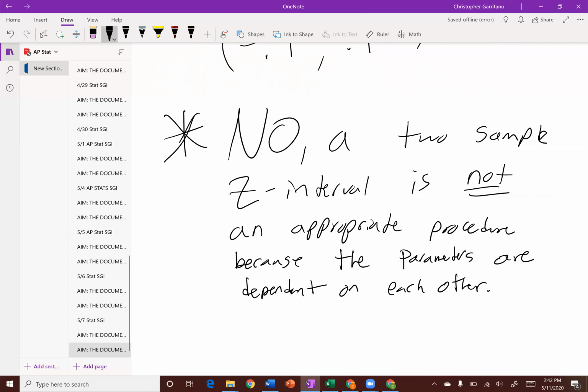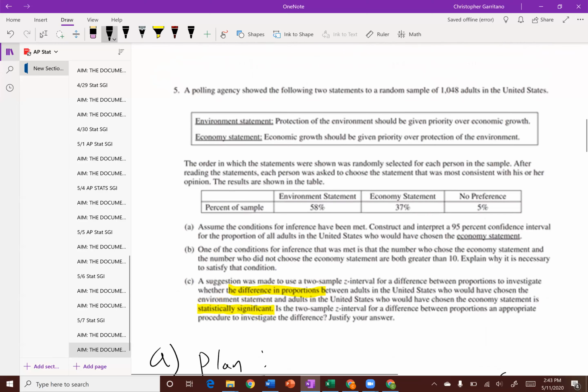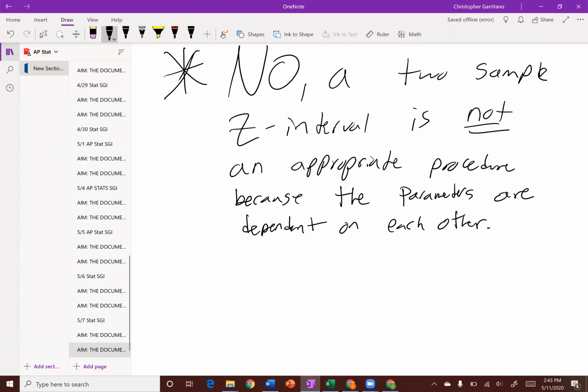In other words, we don't have two independent populations that we're surveying. So if in this sample, one person says economy statement, well, that's one fewer person that can choose the environment statement. So these values are dependent on one another, and therefore we cannot compare them. If you look at the previous video, you'll notice that one of the conditions to run that two proportion Z test was that the populations were independent of one another. That is not the case here, and therefore we can't use any sort of two proportion Z interval or hypothesis test to answer the question that was just asked.